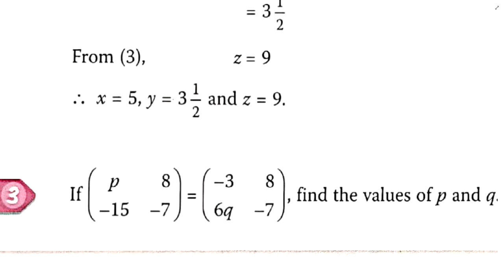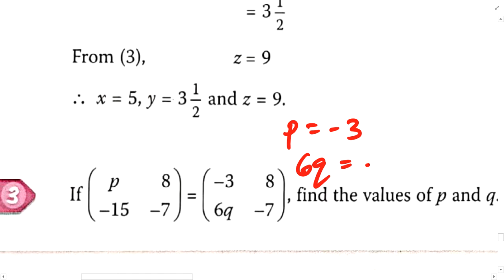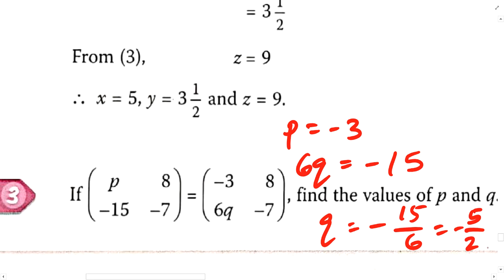I didn't see this motion. What's P equal to? P equals -3. What about Q? Give me an equation first. 6Q equals -15, so Q equals -15 over 6, which is negative what? 5/2, is it? Okay.